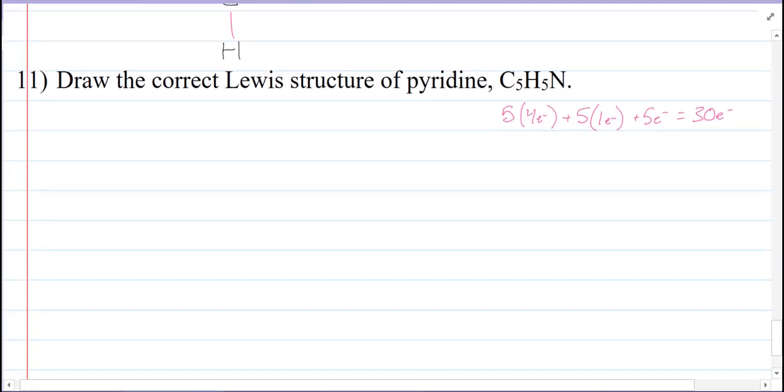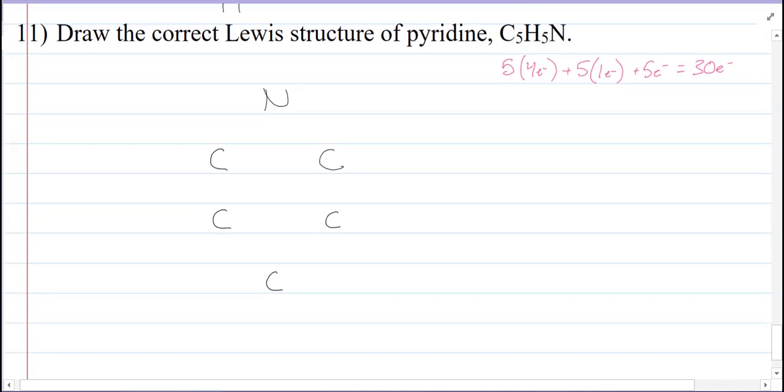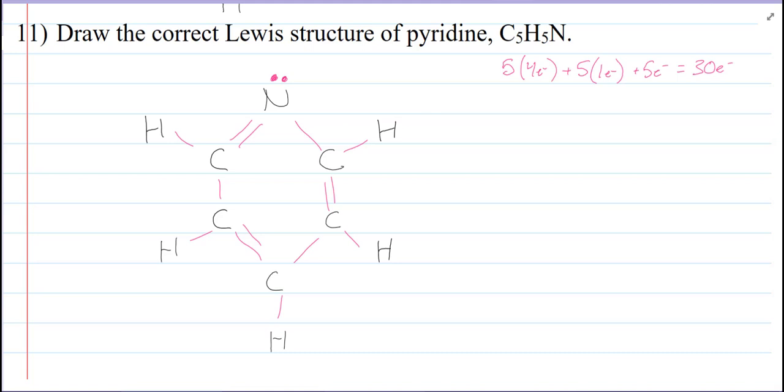All right, so what are we doing here? Hopefully you have on the page an N and the C's in a hexagon with the H's. So 2, 4, 6, 8, 10, 12, 14, 16, 18, 20, 22, 24, 26, 28, lone pair on nitrogen, 30. And there's pyridine. sp2, even the nitrogen's sp2. The nitrogen's just bent. It's not trigonal planar, but it's still a trigonal planar electron pair geometry.